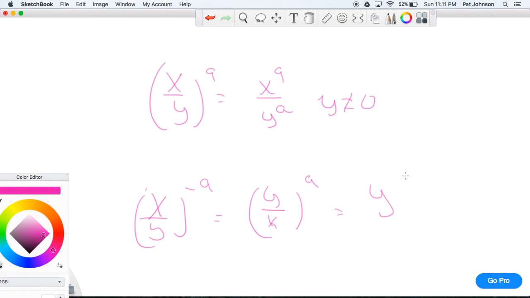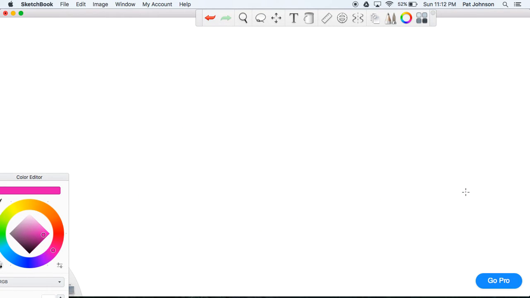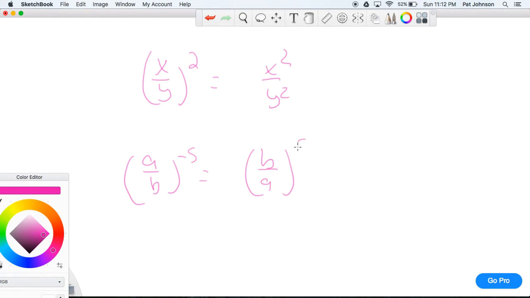Now I can rewrite this to say y to the a over x to the a, and x cannot equal 0 and y cannot equal 0. Alright, so let's look at examples of those two. If I have x over y squared, it's simply x squared over y squared. If I have a over b to the negative fifth, I simply have b over a raised to the fifth. Then I can say b to the fifth over a to the fifth.